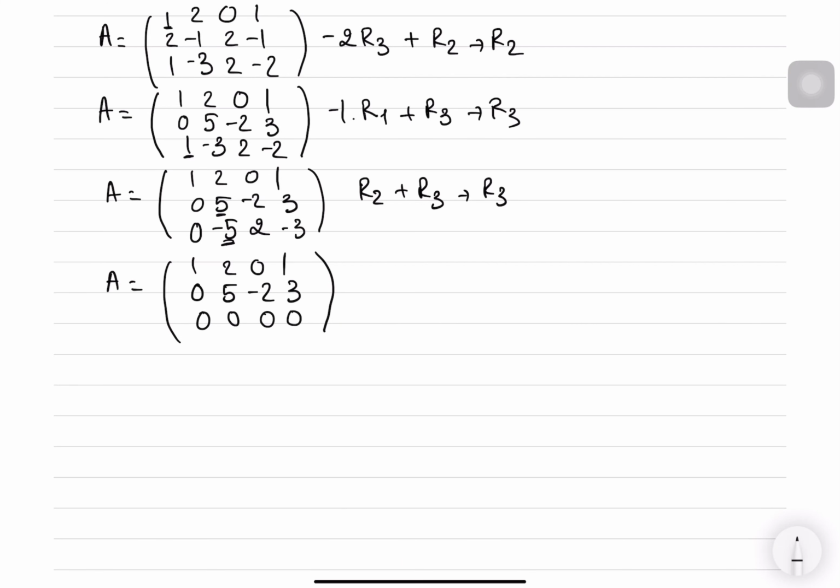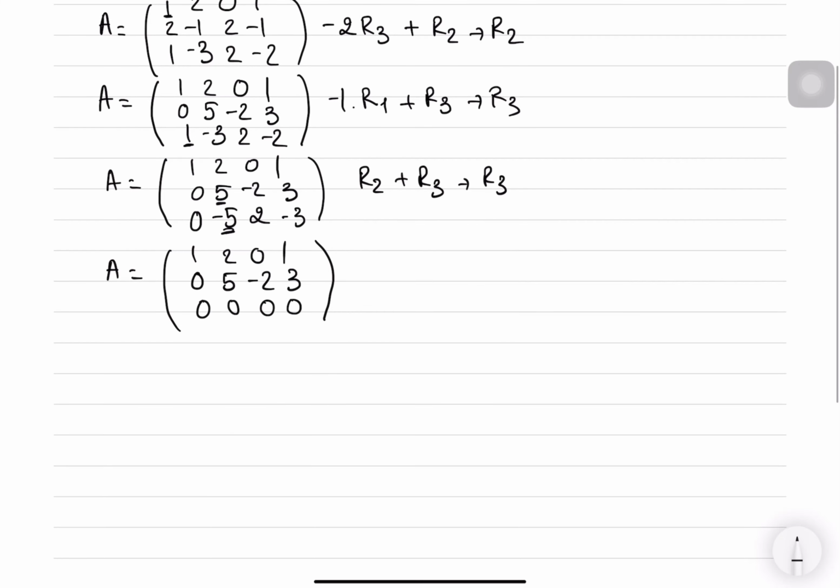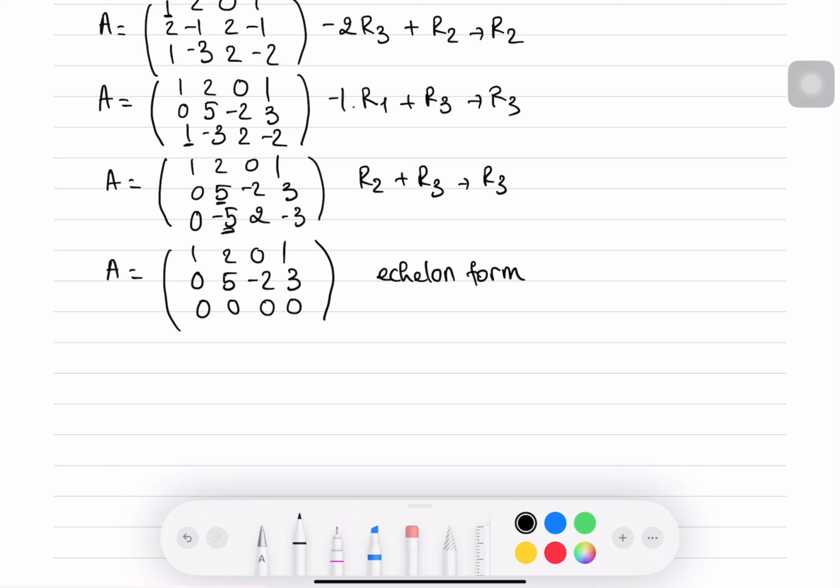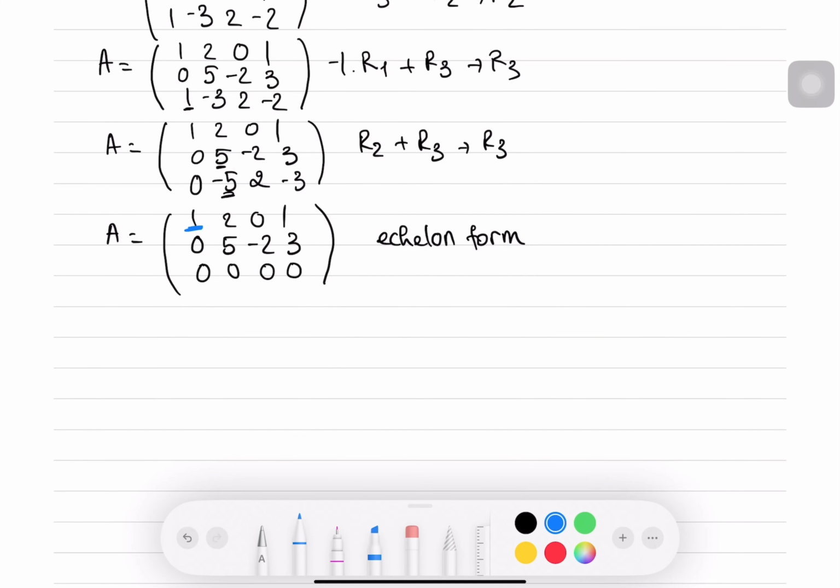And we're going to look at the third and fourth column. There are no pivots, because below 5 they're all zeros, and obviously zeros cannot be pivots. So we got our echelon form. Now we're going to count the pivots. In this matrix, we have 1 here in the first column. Our second pivot is going to be 5. And these are the only 2 pivots that we have in the matrix.